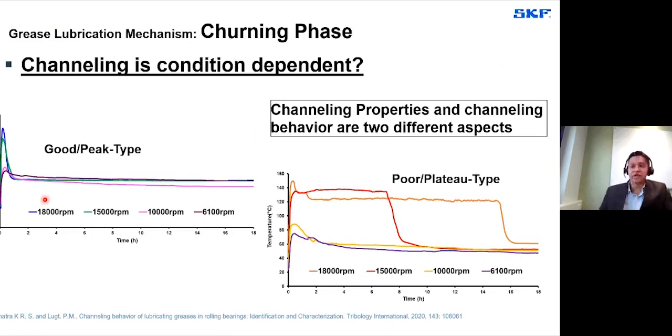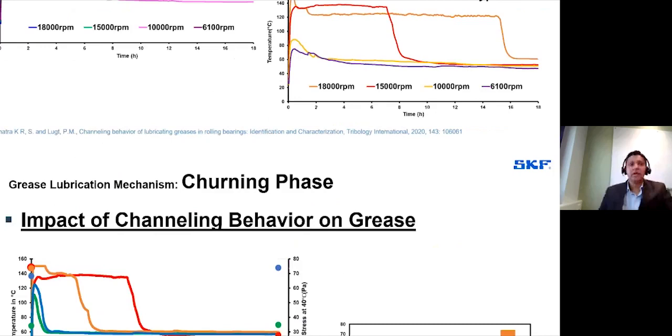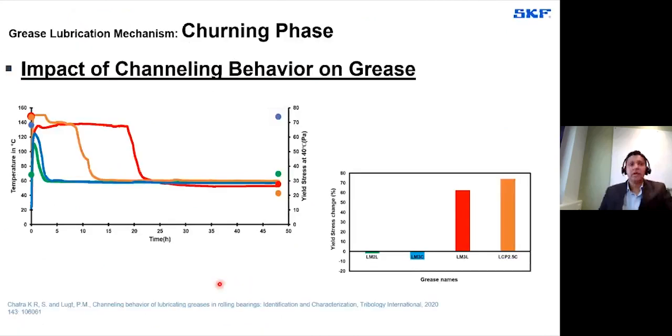So we have seen that there are two different channeling types based on the channeling behavior. Then does this have an impact on the grease performance or the grease properties? To do so, we used an instrument called a rheometer. This is mainly used to study the rheological properties of the greases. And here we study the yield stress. So what is yield stress? Yield stress is the minimum force required for the grease to flow or move.